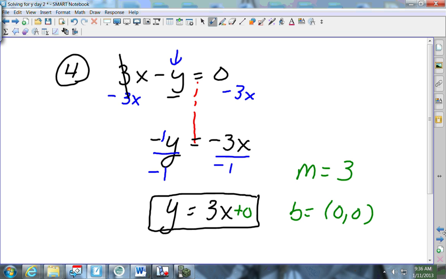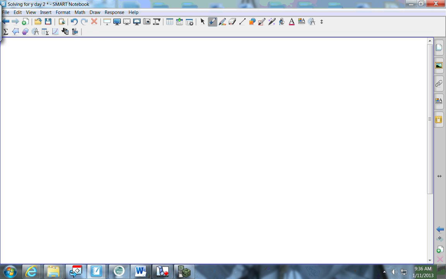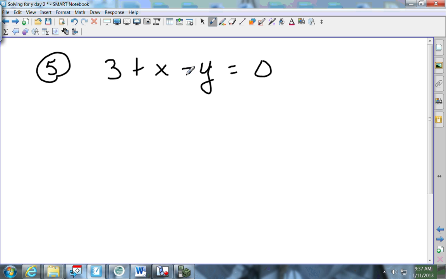Number 5 is 3 plus x minus y equals 0. Try that again. Let me write that a little bit nicer. 3 plus x minus y equals 0. Okay? Take a minute and try and solve this one, please.